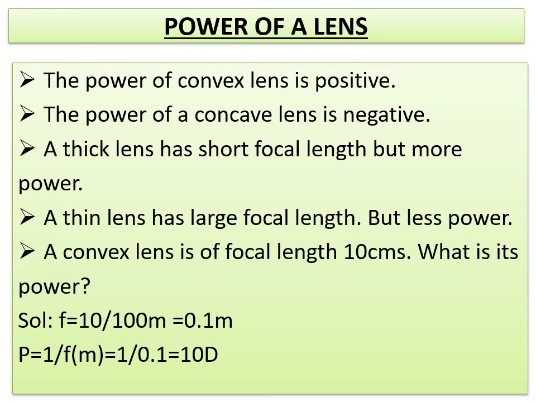And that gives you 1 by focal length, which is 0.1. So 1 by 0.1 gives you 10D. After completing the sum, since the lens used here is a convex lens, you have to mention plus 10D. What is this D? Capital D indicates the diopter, the unit of power. Okay children, I hope you have understood until now.